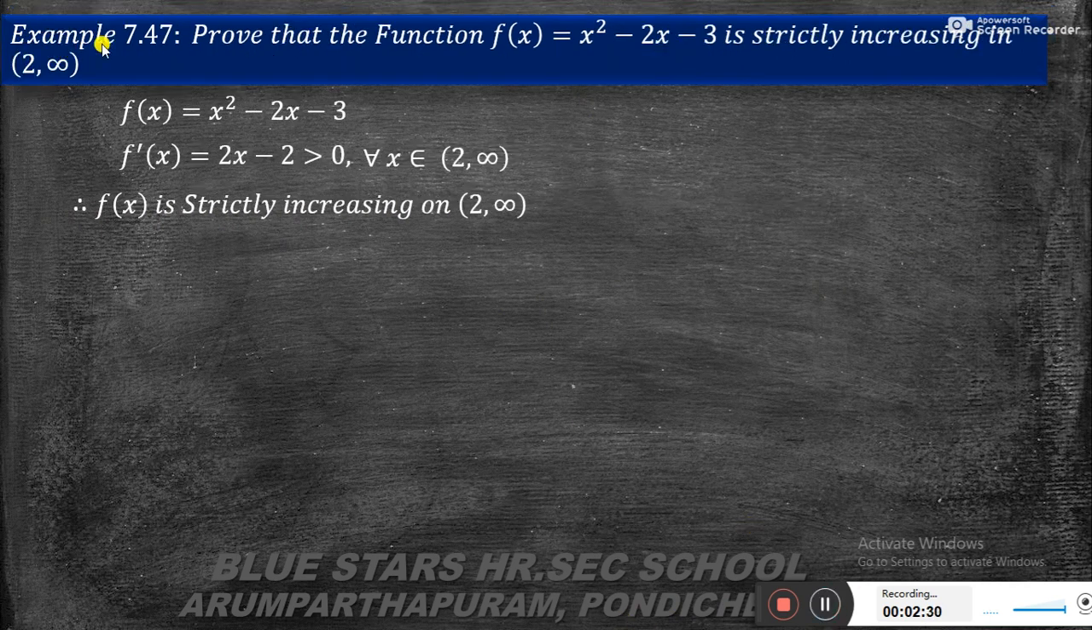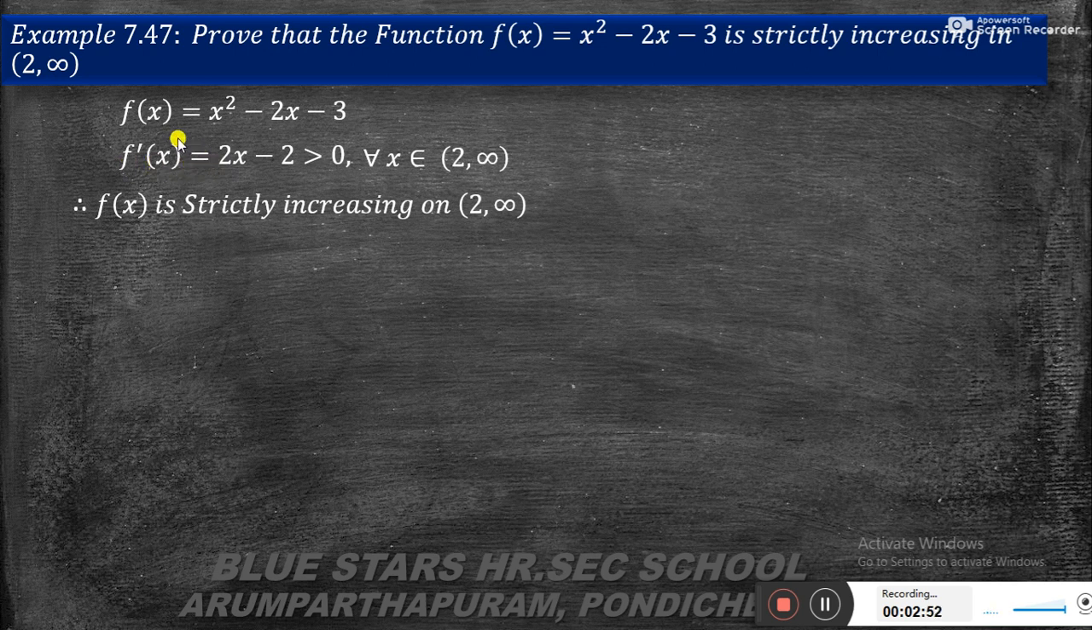Next example, 7.47. Prove that the function f of x equal to x square minus 2x minus 3 is strictly increasing in 2, infinity. That means we will prove this function is strictly increasing in this interval. So first I write the given function, f of x equal to x square minus 2x minus 3. Next step, I take the differentiation.